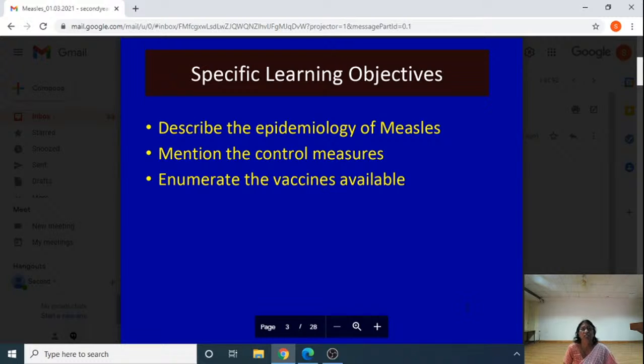So coming to your learning objectives, which are specific: you should be able to describe the epidemiology of measles. And after describing the epidemiology of the disease, you should also know how to mention the control measures. You all know the community medicine department is mainly interested in control and prevention. So how do we prevent it? By using vaccines. So enumerate the vaccines which are available. Those are your 3 specific learning objectives at the end of the class.